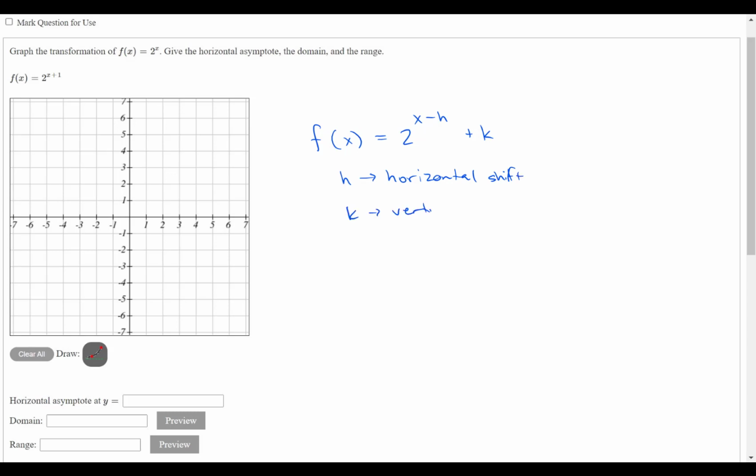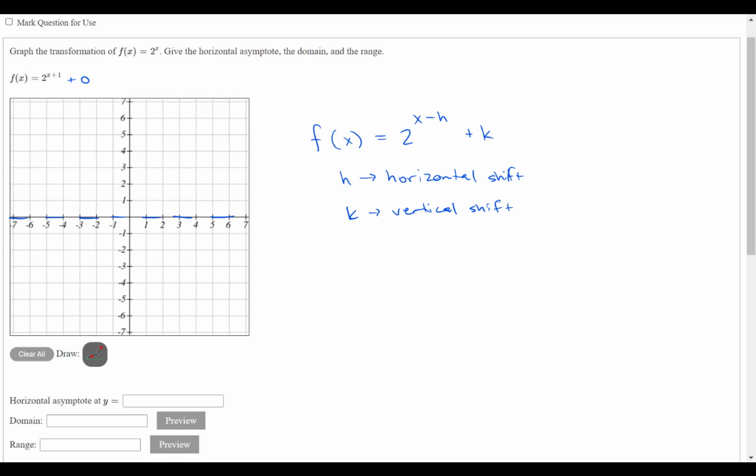Now, the vertical shift is actually easiest to start with because it just tells you where the asymptote is going to go. For an exponential function, you're going to have a horizontal asymptote, and normally that's right along the x-axis. And that's even the case here because there's actually no vertical shift. So if there were a vertical shift, I would move the horizontal asymptote up or down accordingly.